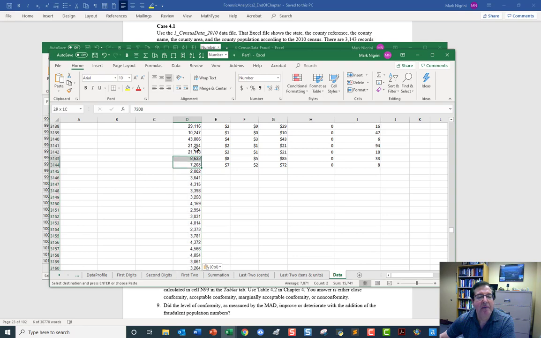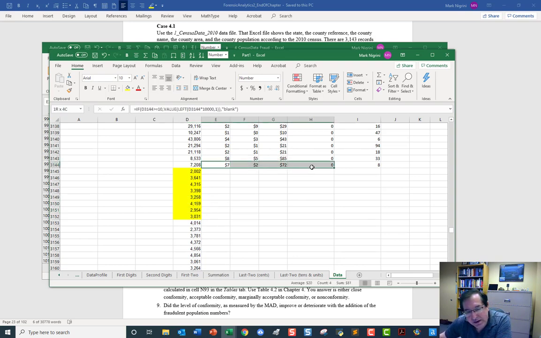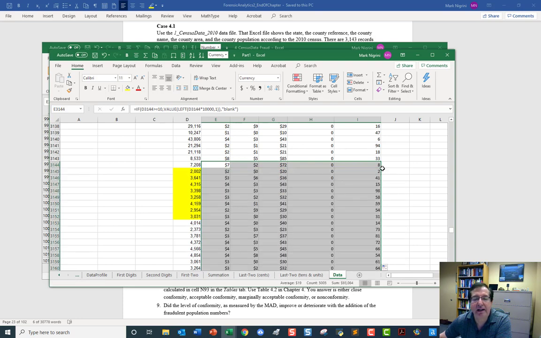So here I have my good, real, authentic data. Here I have my fraudulent county numbers, and it's all the yellow going down to the bottom. So now I need to get this analyzed, so I need to copy these formulas down to the bottom, and we get the plus sign and a swift left double click. There we go.